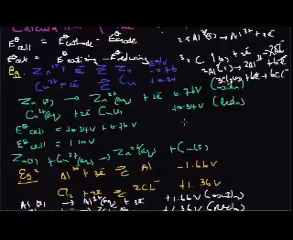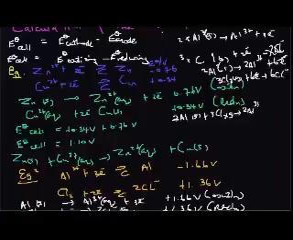The overall reaction which we are going to have is 2 aluminium solid plus 3 chlorine gas gives us 2 aluminium 3 plus, plus our 6 chloride ions.